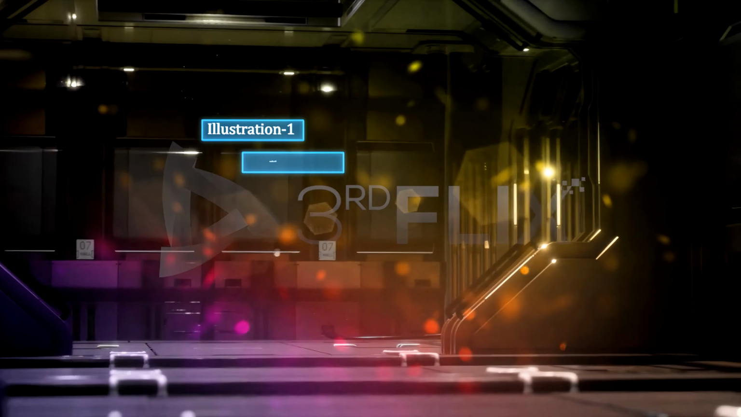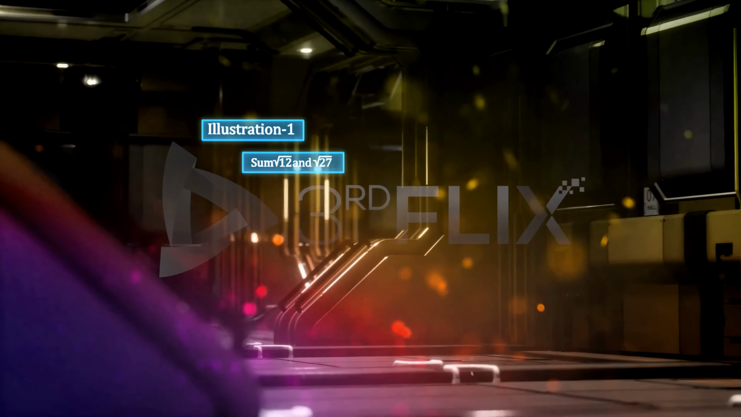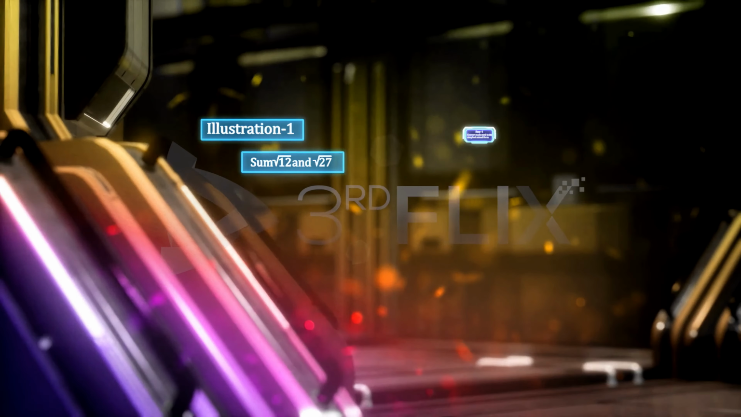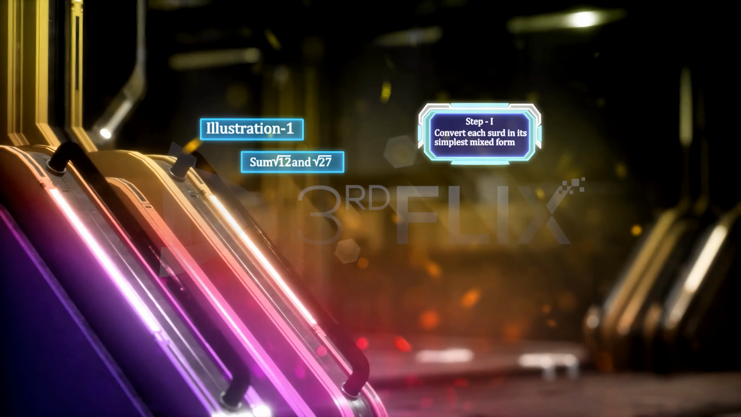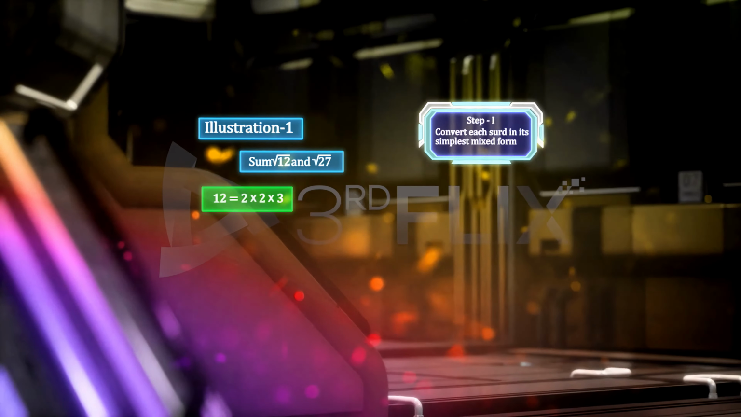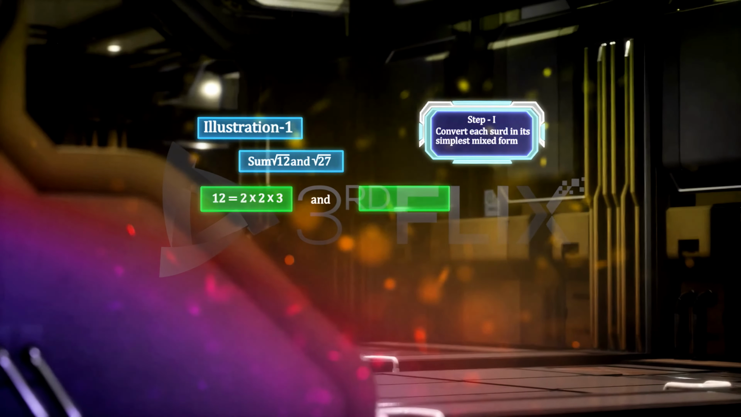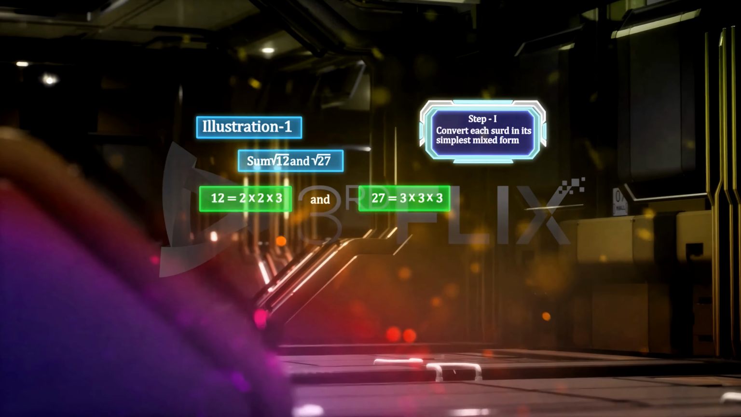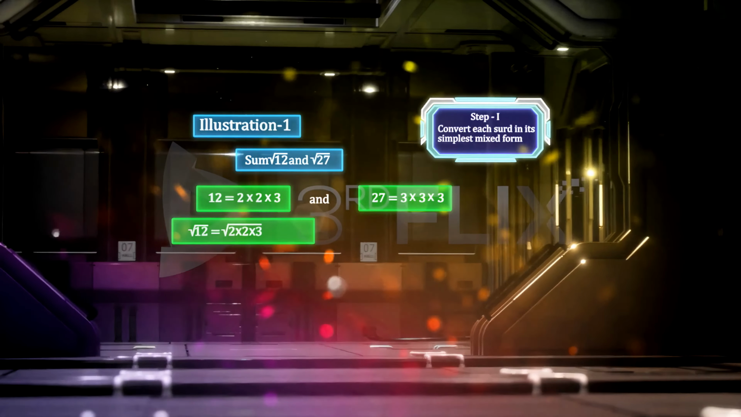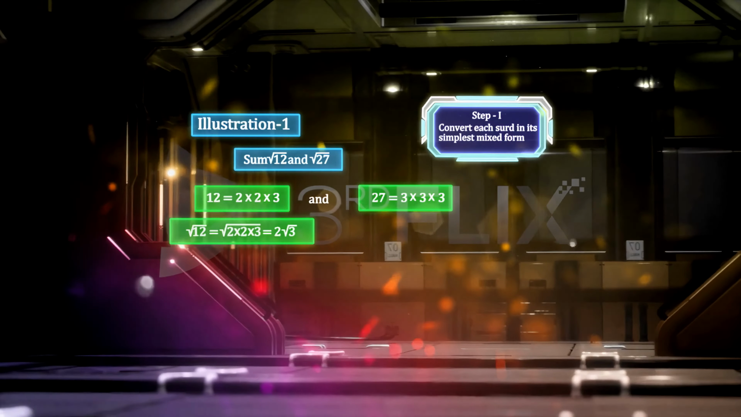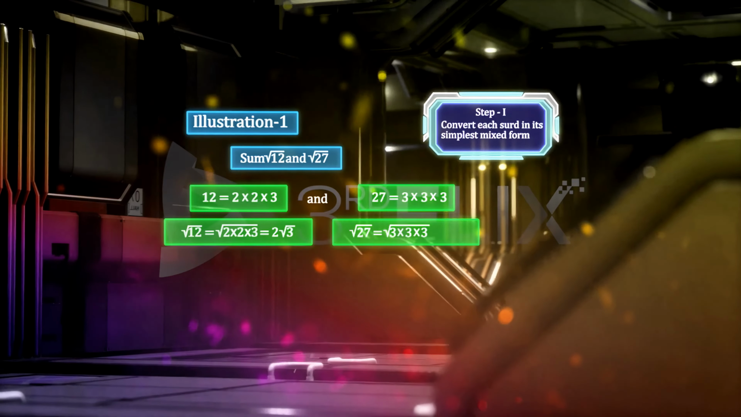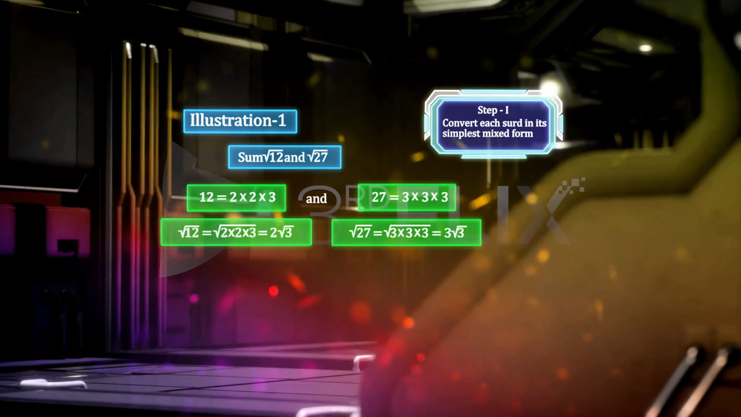Illustration 1. Find the sum of root 12 and root 27. Solution. Step 1. Express each surd in its simplest mixed form. We can write 12 equals 2 into 2 into 3 and 27 equals 3 into 3 into 3. Root 12 equals root over 2 into 2 into 3 equals 2 root 3. Root 27 equals root over 3 into 3 into 3 equals 3 root 3.